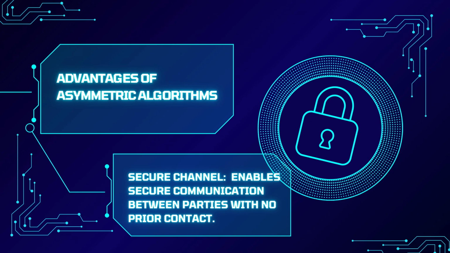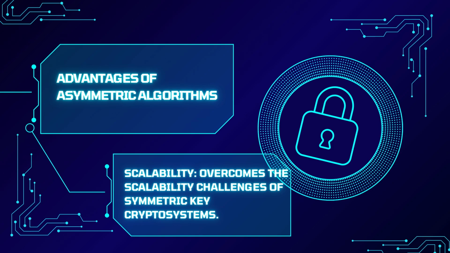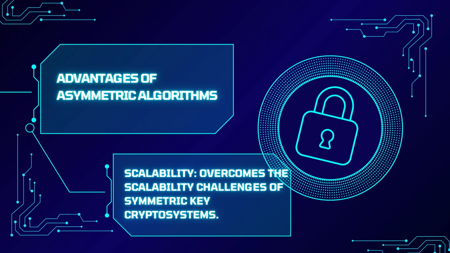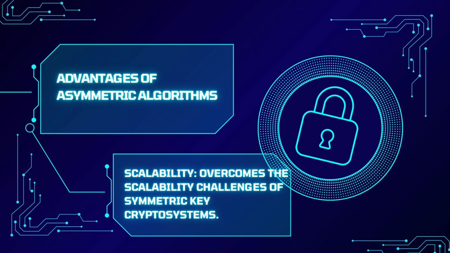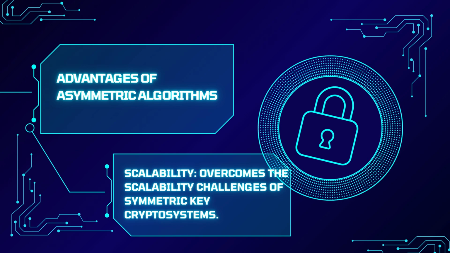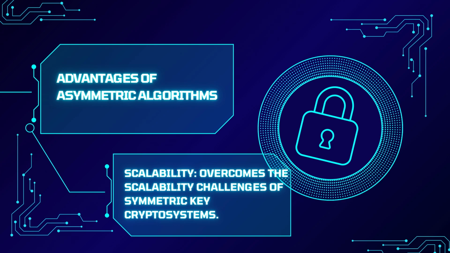2. Scalability solves the symmetric key problem. Here's the thing. In symmetric key cryptography, as the number of users grows, the number of keys needed explodes. It gets messy and unmanageable real fast. But with asymmetric cryptography, each user just needs one pair of keys, a public and a private key. This makes it scalable and efficient, even for networks with millions of users.